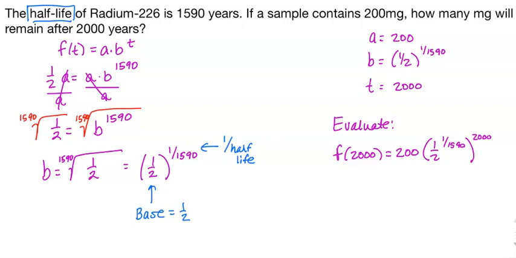When you have a power raised to another power, we can multiply those together. So another way to write this would be 200 times 1/2 to the power of 2,000 over 1,590. This is what we want to put into our calculator in order to evaluate. If we round to 2 decimal places, we would find that f of 2,000, or the amount remaining after 2,000 years, is about 83.63 milligrams.